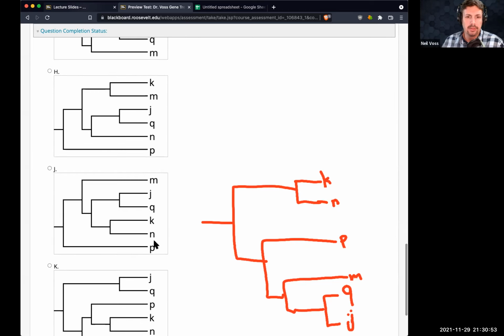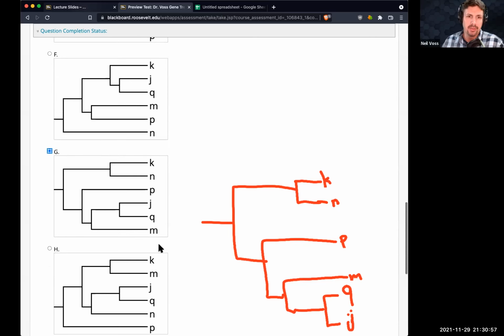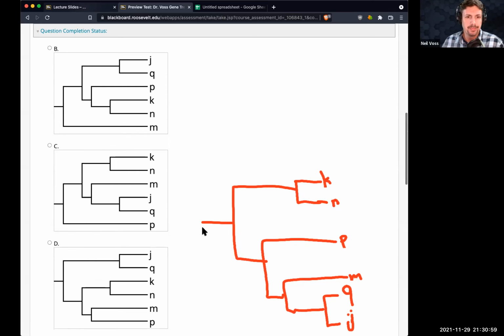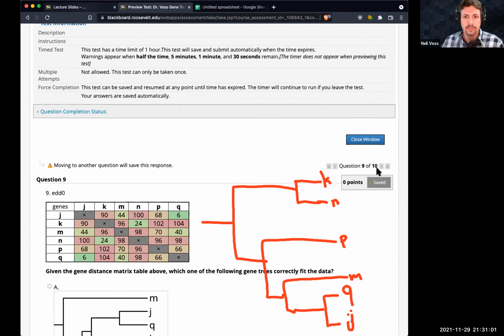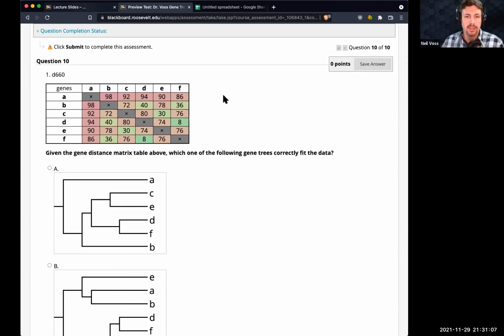K and N are not alone. K and N are not alone. So the only one that even closely makes sense is G. All right, one left, and then the moment of truth to see if I got them right or not.